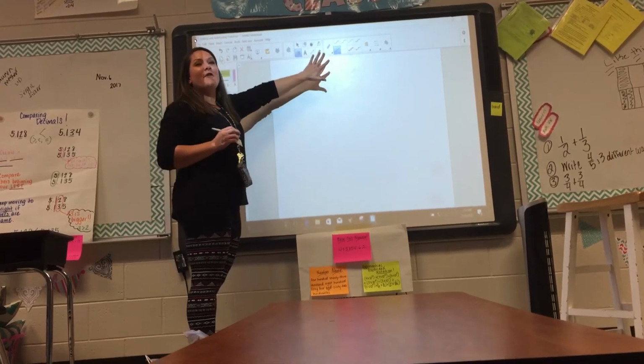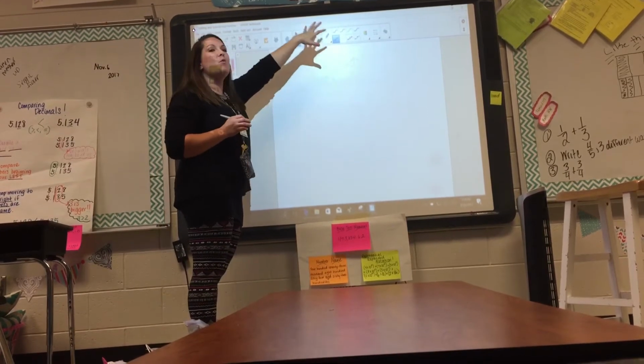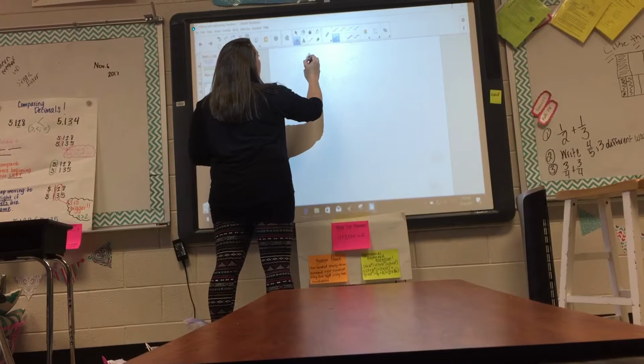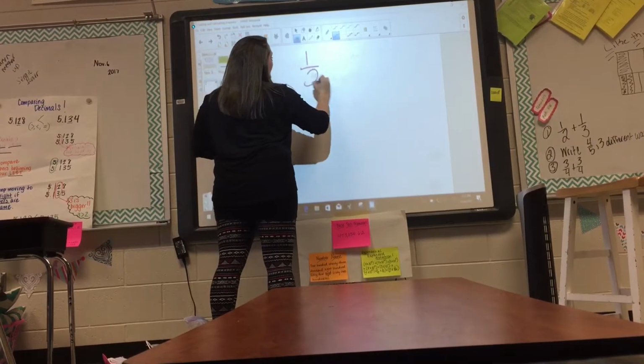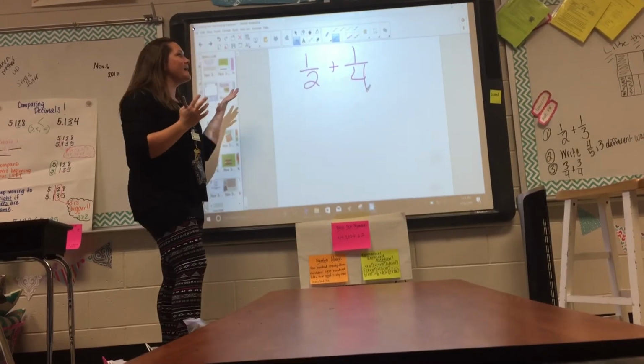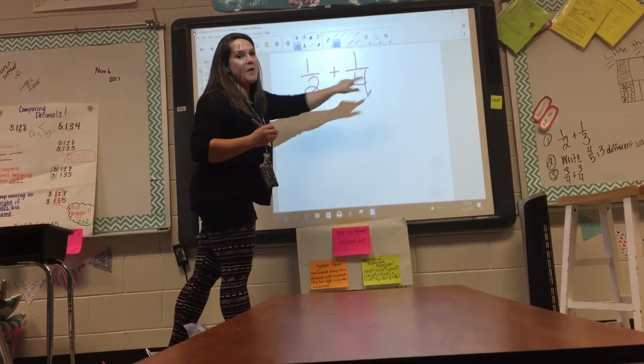So we're creating fractions that have the same value, but will have the same denominator. So let's say, for example, we do 1/2 plus 1/4. We look at this and we know, oh, we can't add or subtract it because they have unlike denominators.